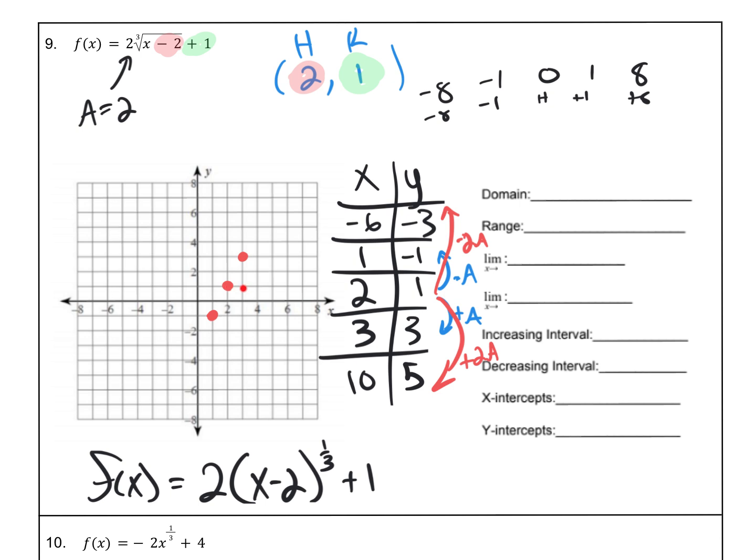Like here, if I go to the right, I would go up whatever my a value is, which would be 1, 2. And then if I go left, I go down whatever my a value is, which would be 1, 2.